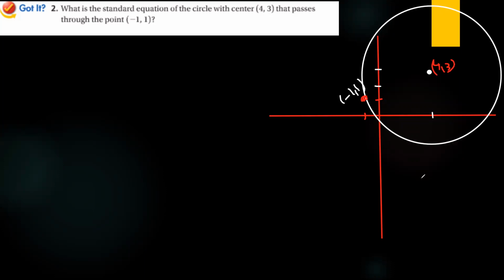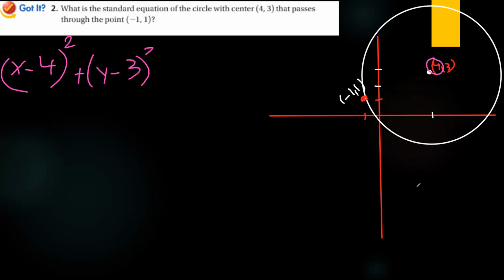What did I need now? I need now to write the equation of the circle. To write the equation of the circle, what did you need? You need the center and the radius. x minus 4 squared plus y minus 3 squared equals r squared. So what did I need? I need to find r.